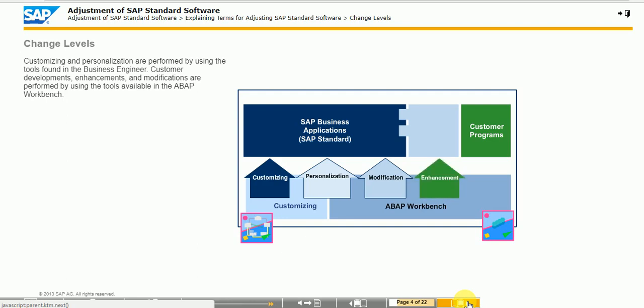Enhancement. At enhancement level, you can create repository objects for individual customers that refer to objects that already exist in the SAP repository. Customer development. At customer development level, you can create repository objects that are unique to individual customers in the customer namespaces.